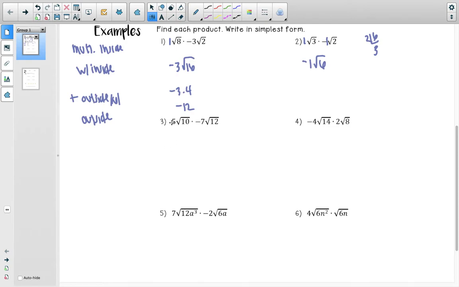Number 3. Outside and outside is negative 35, and inside would be 120. So you did the multiplying, now you have to do the simplifying. So you take 120 divided by 2 and you get 60. Divide that by 2 and you get 30. Divide that by 2 and you get 15. 15 is not divisible by 2, so we have to pick something else. So we do 3 and 5. And 2 is our only pair right here. The rest does not pair up. So 2 goes to the outside.